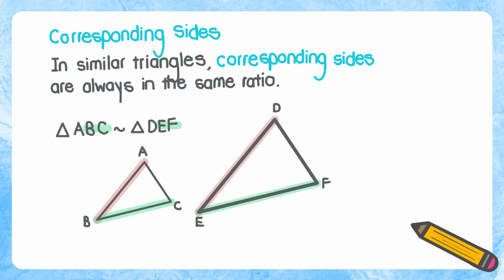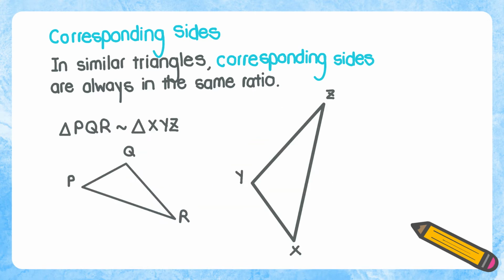We also have sides BC and EF as corresponding sides. And lastly, side CA is corresponding to side FD. So we have three pairs of corresponding sides. Sometimes your triangles might be facing different directions, so it might be a little bit harder to see which sides are corresponding to each other.